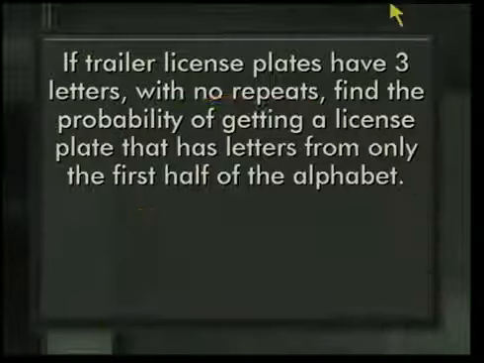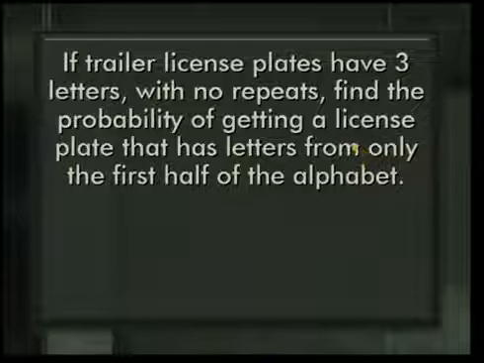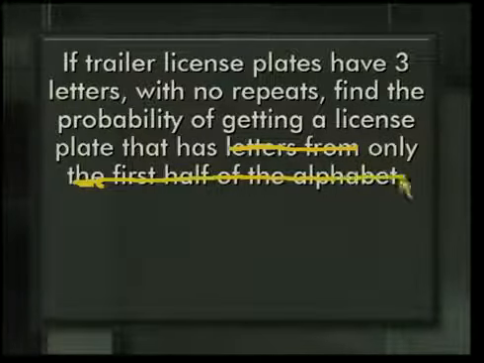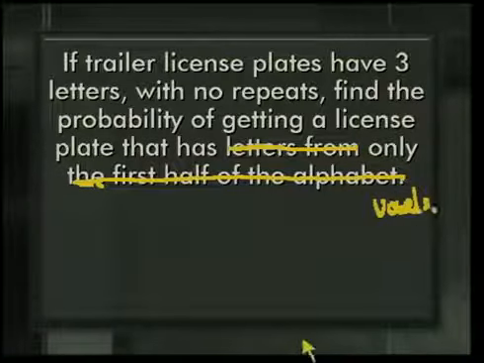What if I change that? What if I change it to has only vowels?